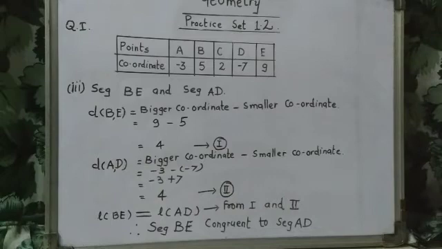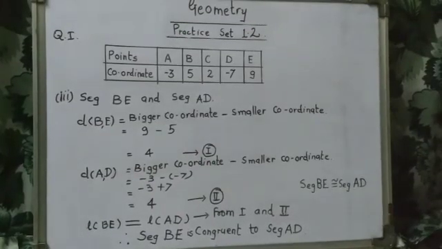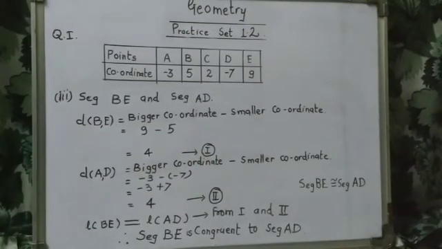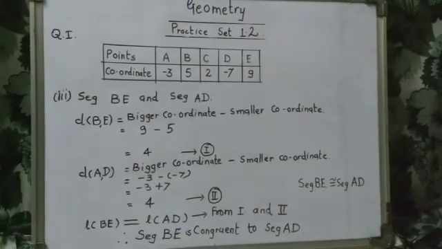So from 1 and 2 both are equal, 4 and 4. So length BE is equal to length AD. When the lengths are equal, it means the segments are congruent. Therefore segment BE is congruent to segment AD. You can write using the symbol also: segment BE is congruent to segment AD.